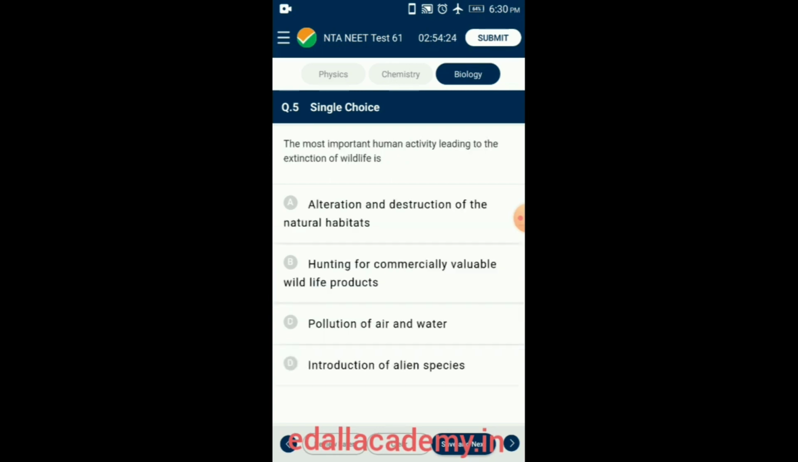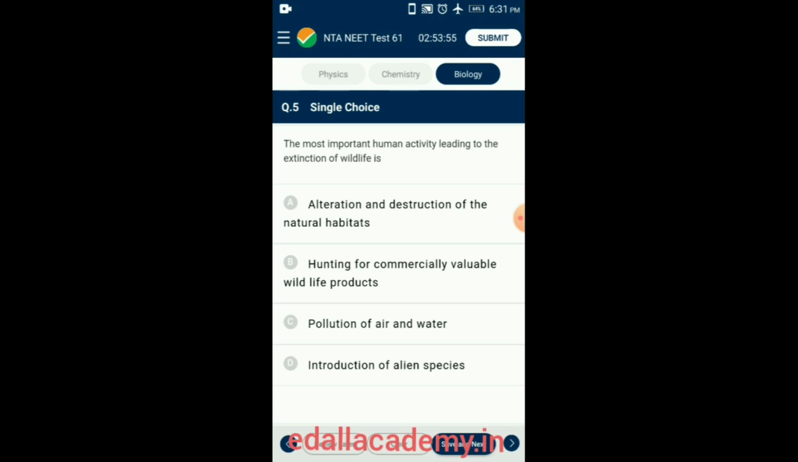Let us go for question number 5. The most important human activity leading to the extinction of wildlife is. Habitat alteration and destruction cause the loss of breeding grounds, shelter, and sources of food. Destruction of natural habitat is the primary threat to biodiversity.